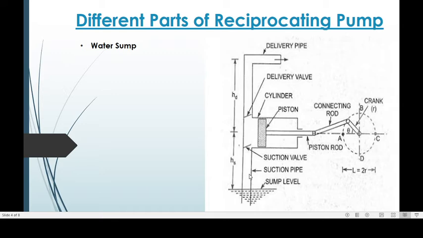Next, strainer. What is a strainer? Here a strainer is attached to this suction pipe. It prevents dirt and other foreign materials from entering into your suction pipe.